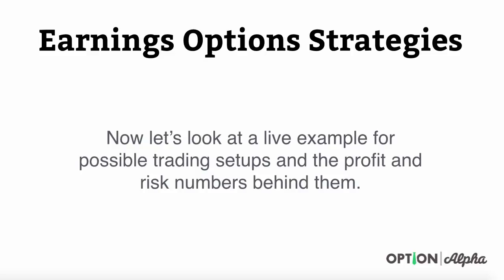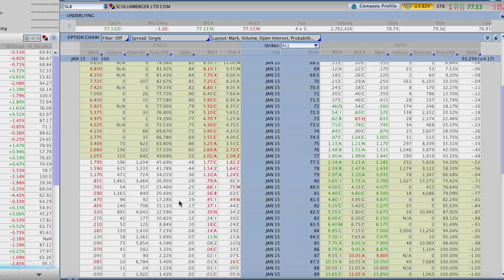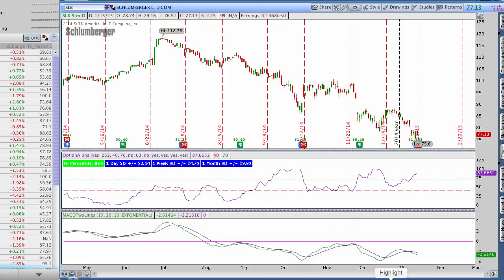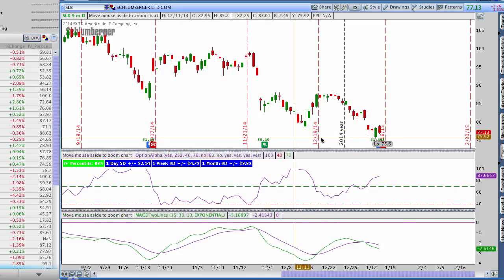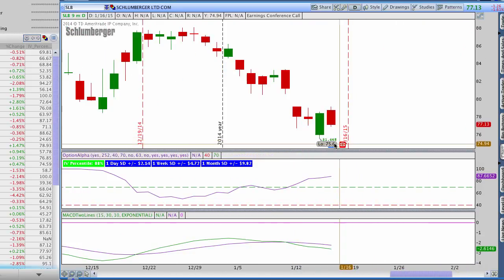So let's look at a live example for possible trading setups and then the profit and risk numbers behind each of the different strategies that we talked about. All right, and so you can see here we're on my Thinkorswim platform, and what we're going to look at today is actually SLB. This is a stock that we've traded a couple times before. We really like SLB. We've been profitable trading this, and you can see that it does have earnings coming up tomorrow. I'm sorry, actually, it's after today, after the close.